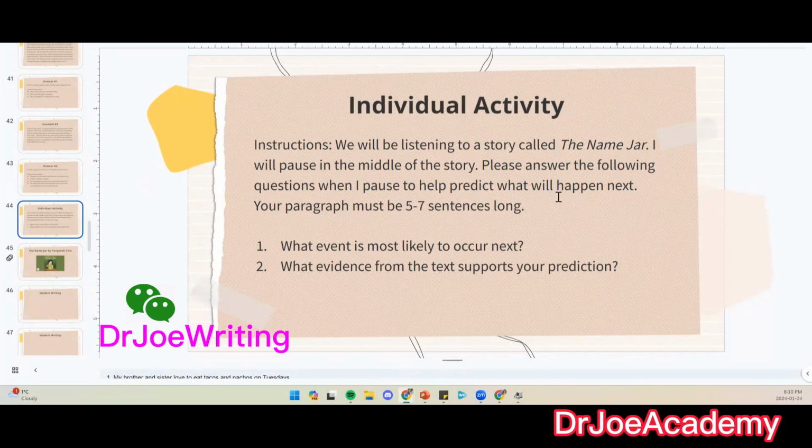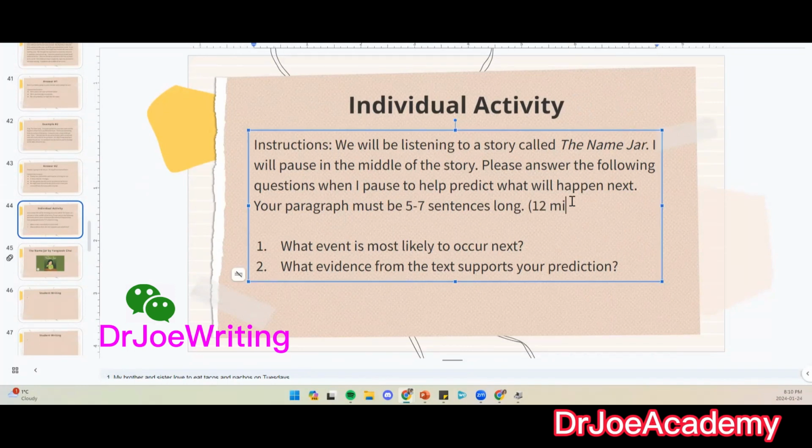I'm going to give all of you 12 minutes to write. And then we're going to read everybody's predictions and then finish off with watching the rest of the read aloud. Does anyone have any questions?